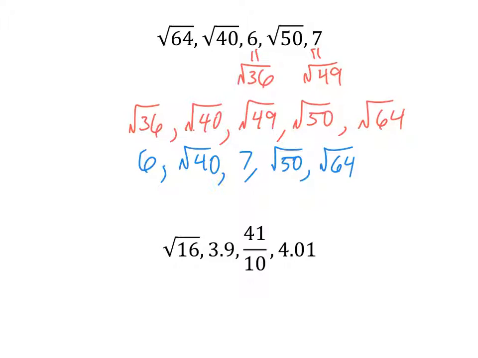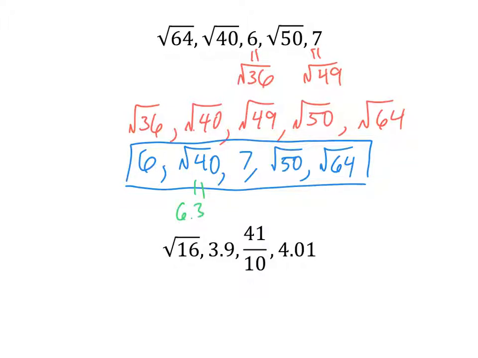Now we can always double check our answer to make sure that we got it in the right order by using our calculator. If I type in square root of 40, that gives me something close to 6.32. Good, that's more than 6, but less than 7. The square root of 50 gives me 7.07, which is slightly more than 7. And the square root of 64 we know is a perfect square, so it would be 8. So we got those in the right order. That's how we can check it.